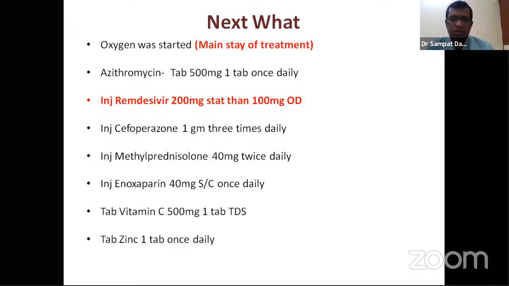Enoxaparin: because the patient is moderate, we started with 40 milligram once daily, but later it was changed to 40 milligram twice daily after I got the PT, APTT, INR reports, because I always prefer to use anticoagulant once a day and look for any bleeding diathesis. If it is there, then they may need to be stopped. So that's why I always prefer to use once a day till I get all the reports, and then I change it to twice daily. And vitamin C and zinc, obviously this has to be given.